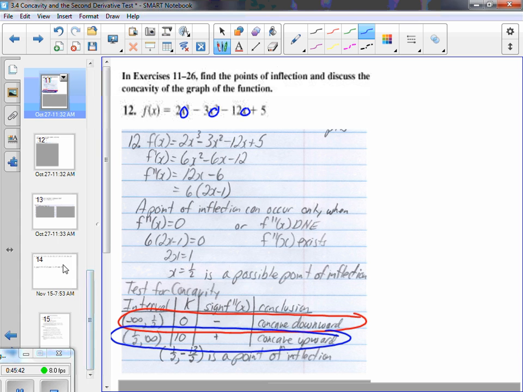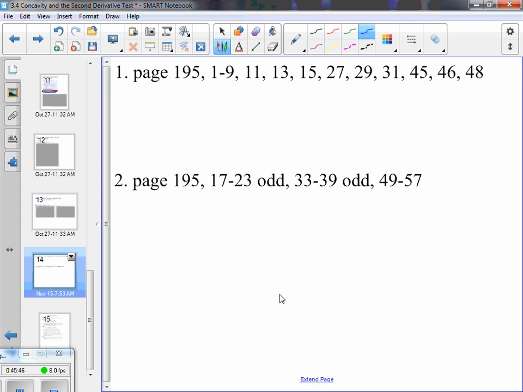Okay. Now, there are actually 2 more examples I want to do. There are the assignments that we're going to do from this section. I haven't shown you an example of the second derivative test yet for finding relative extrema. But some of those you can do. So if you want to go ahead and get some of those knocked out of the way, it's just going to help you later on. All right?